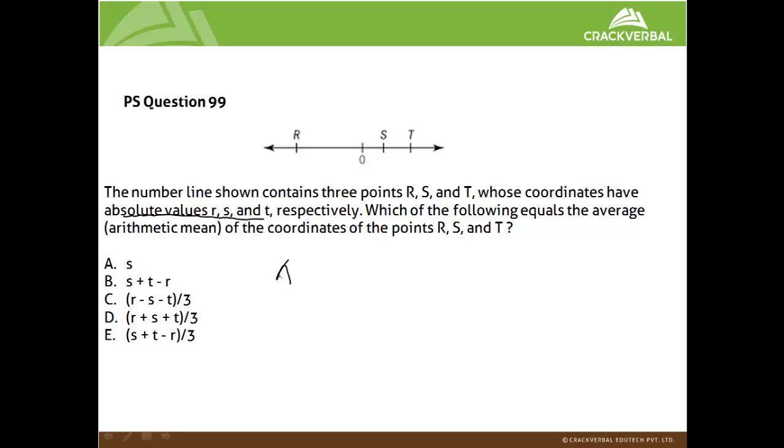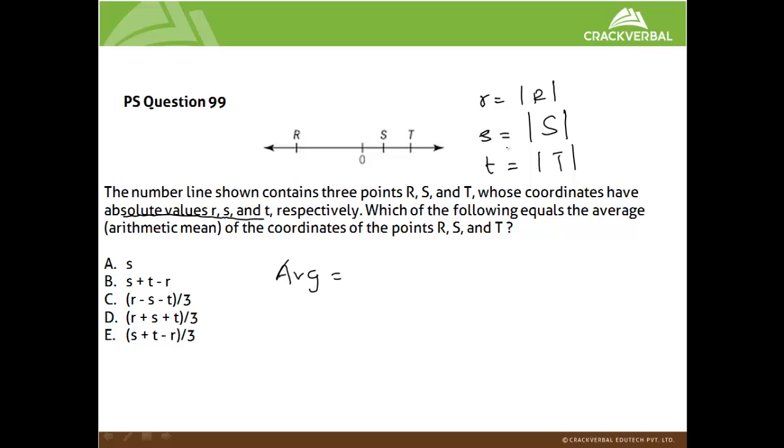The question is asking for the average of the coordinates of the points R, S and T, where they have said the coordinates have absolute values r, s and t respectively. So what they are trying to say is small r is equal to modulus of capital R, likewise small s is equal to modulus of capital S, likewise small t is equal to modulus of capital T. This question simply goes by the definition of the modulus. If you know the modulus definition clearly, this question is done.